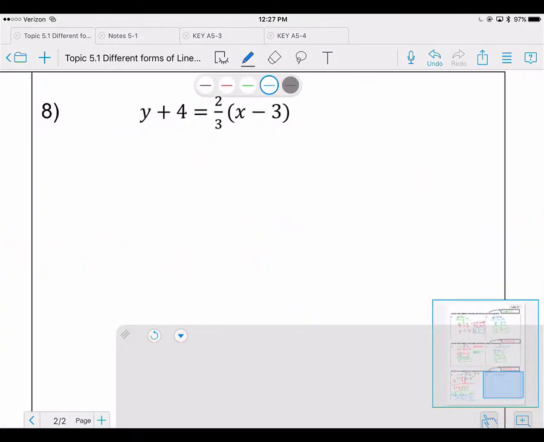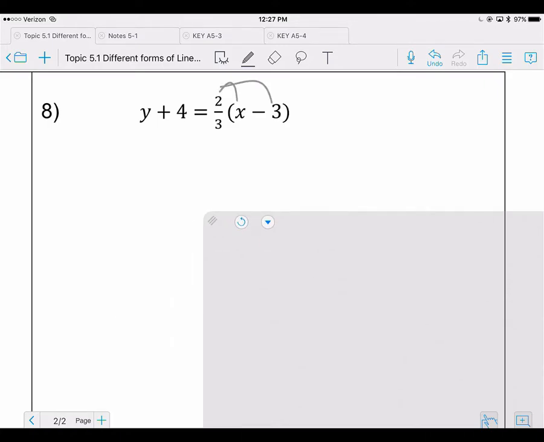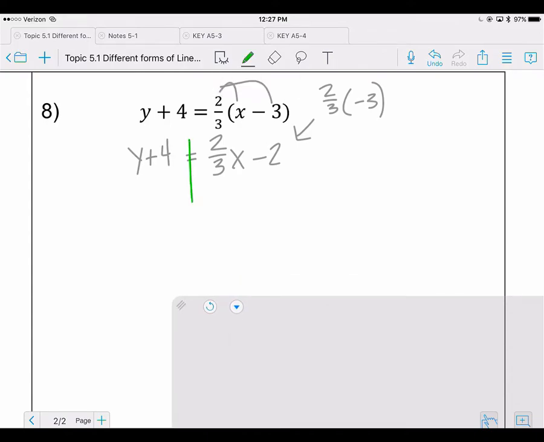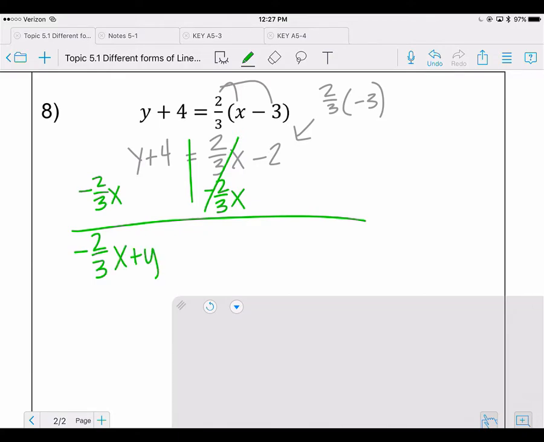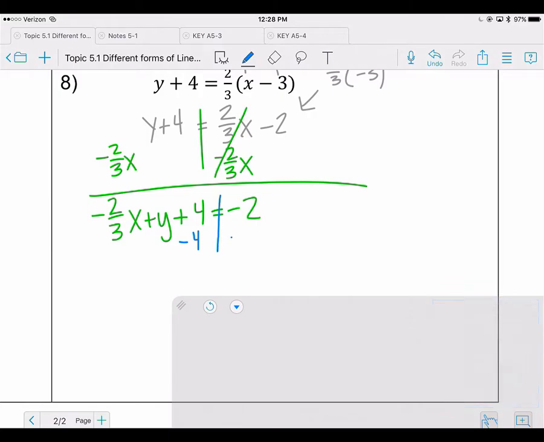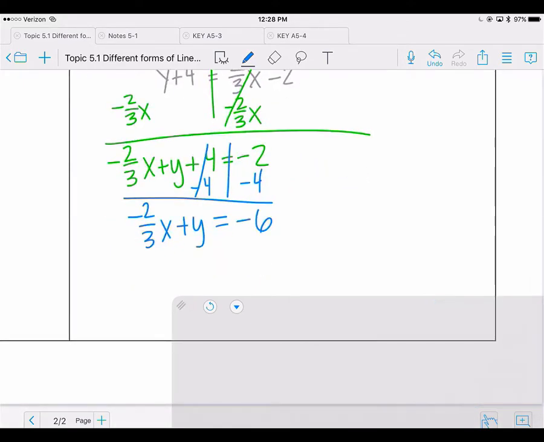Problem 8, doing something similar. Distribute first. 2/3 times x, 2/3 times negative 3. We get negative 2. I'm going to move x to the other side by doing the opposite. So I have a negative 2/3 x plus y plus 4 equals negative 2. So I moved the 2/3 x. I haven't done anything else. I move the 4 because I need x and y only on the left side. So negative 2/3 x plus y equals negative 6.